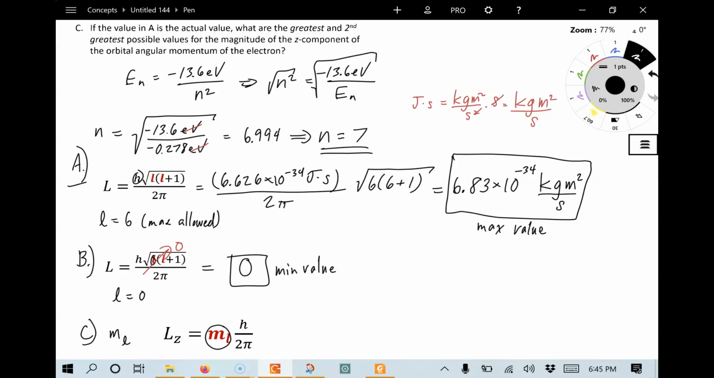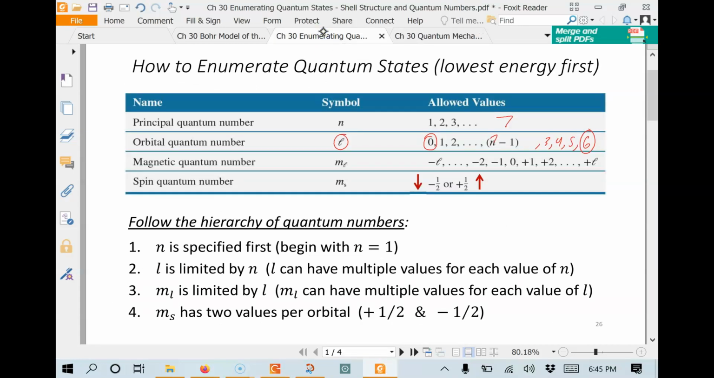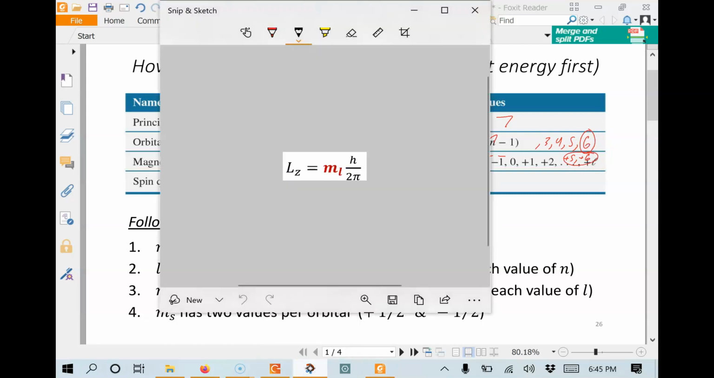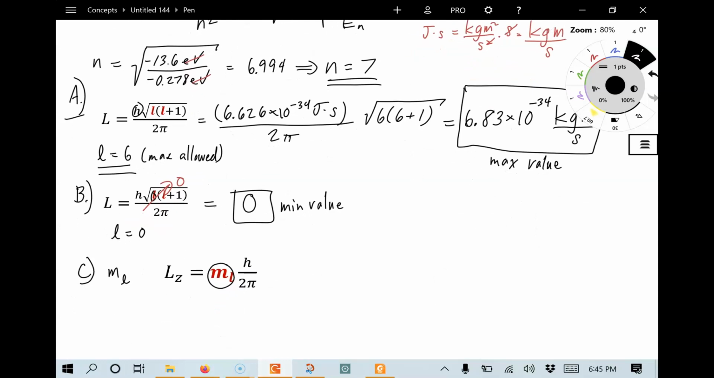We know in this case that l is 6. Let's see what m sub l can be. So when l is equal to 6, we can get a bunch of values for m sub l. It's going to range from minus 6, going up by 1 each time, all the way up to plus 5, plus 6. So these are going to be our two biggest values for m sub l. And when we go back here, we can use the greatest. That's going to be when m sub l is equal to 6.